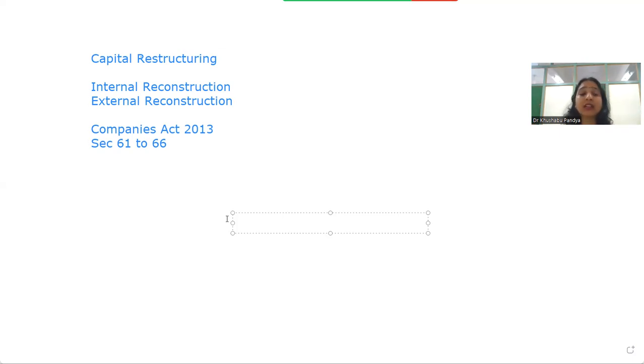Under internal reconstruction, there is a revaluation of assets and liabilities, because assets are overvalued and liabilities, such as creditors and debenture holders, are being paid off. In external reconstruction, there is a transfer of assets and liabilities. In the accounting process, under internal reconstruction we open a capital reduction account, whereas in external reconstruction we open a realization account. Internal reconstruction restructures the existing capital structure, so no new company is formed, but external reconstruction forms a new company.